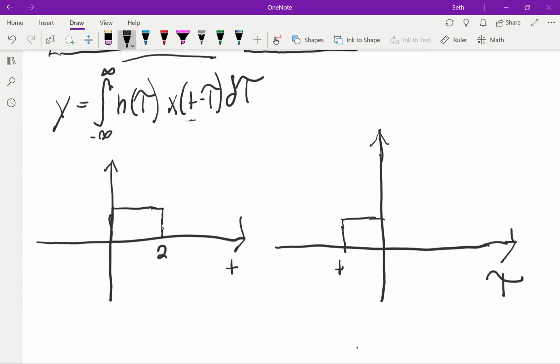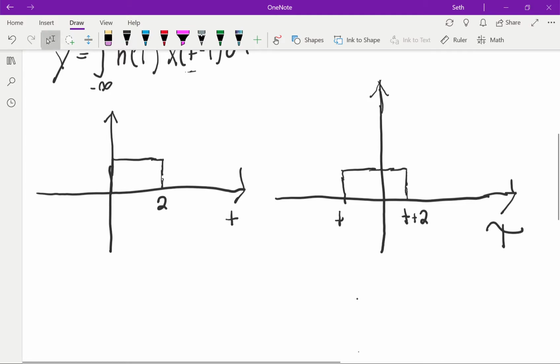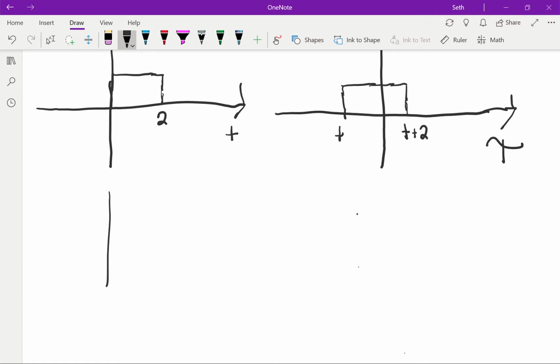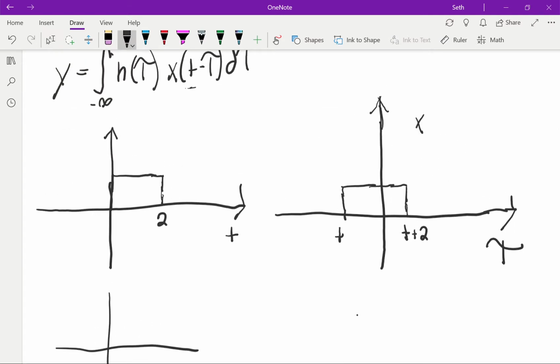The signal width is 2. So this is t plus 2. The fact that I drew it across the axis is just arbitrary. I think it makes it a little easier to look at, but you could have drawn it completely over here. I think you just would have trouble reflecting it, maybe. So this was x of tau plus t.